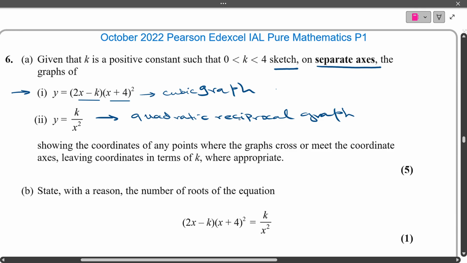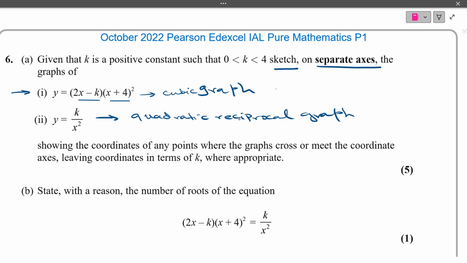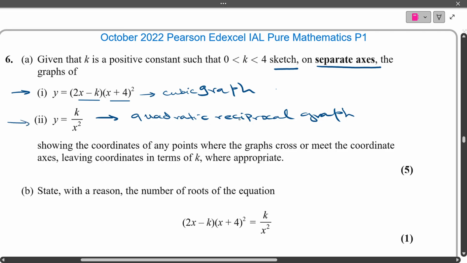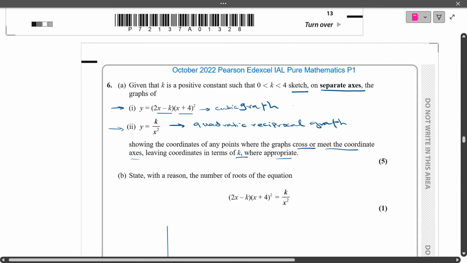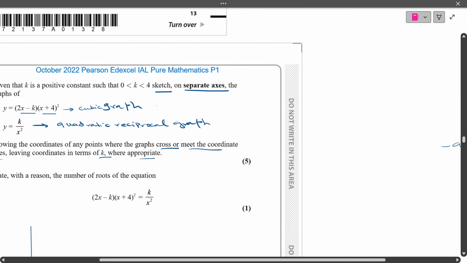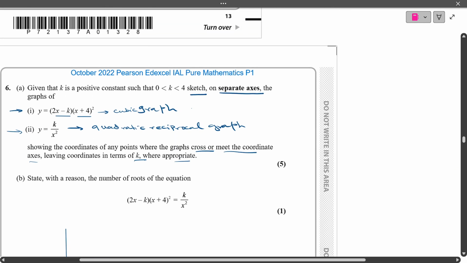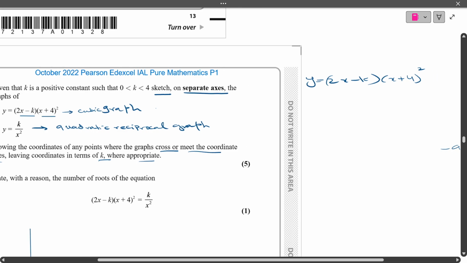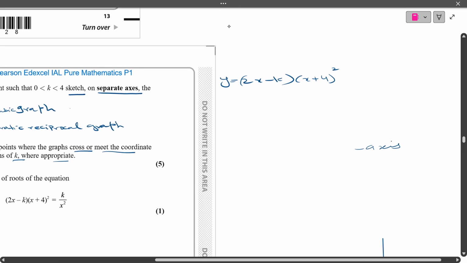Okay, so before sketching, I need the x-intercept and y-intercept for both. Show the coordinates of any point where the graph crosses or meets the coordinate axes, leaving coordinates in terms of k where appropriate. Okay, now let's start sketching it. Before sketching, I need x-intercepts. Let's take the first equation, y equals 2x minus k into x plus 4 whole squared.